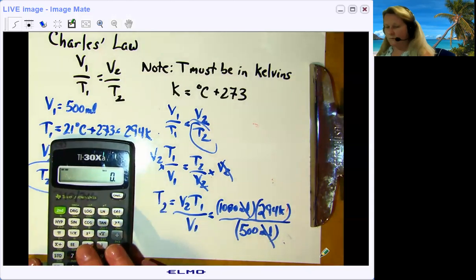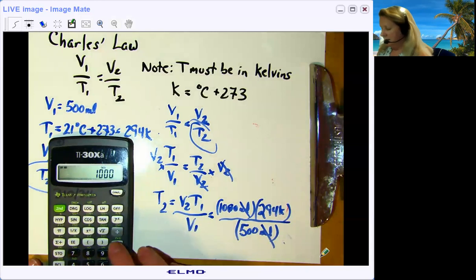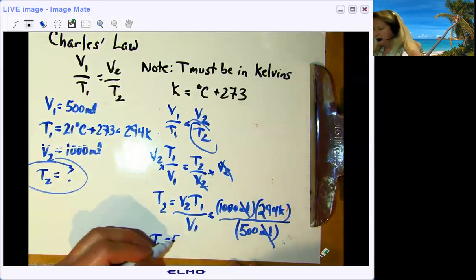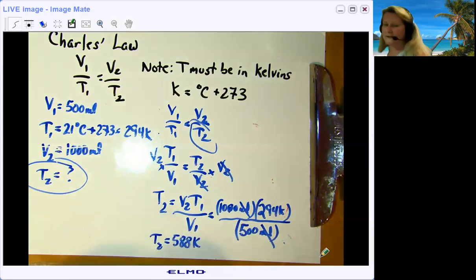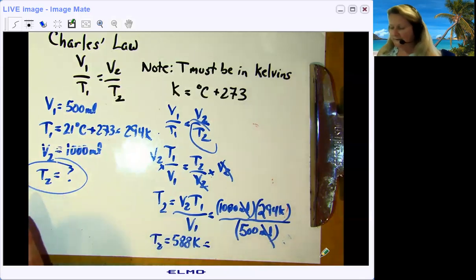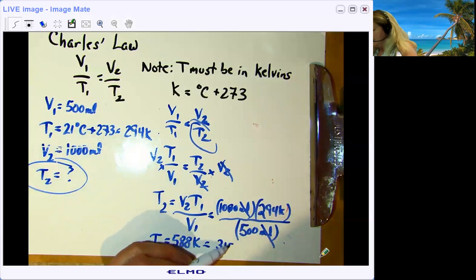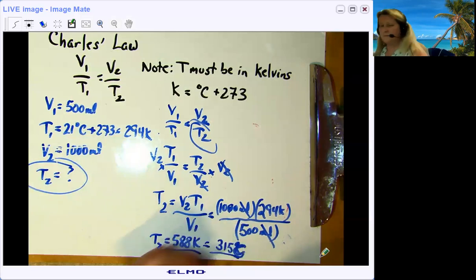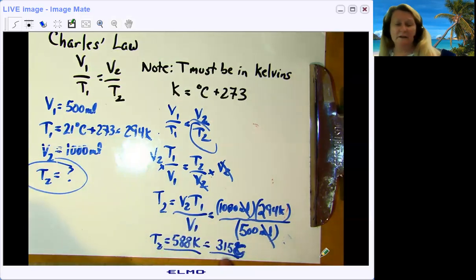Let's plug these in. You have 1,000 times 294 divided by 500, and I get 588K. So T2 is 588K. That's really hot. How hot is that? Well, let's convert it into Celsius. To convert it into Celsius, all we do is subtract 273, and what we end up with is 315 degrees Celsius, which is really super hot. Remember, boiling water is 100 degrees Celsius. So that's a pretty extreme temperature.